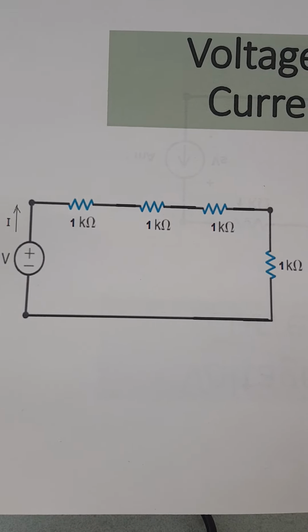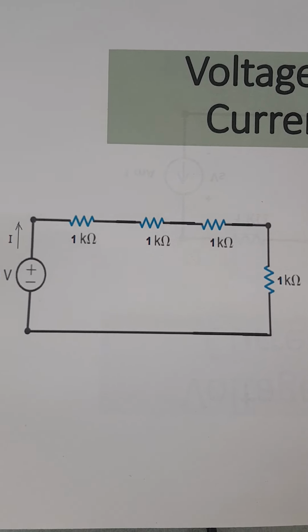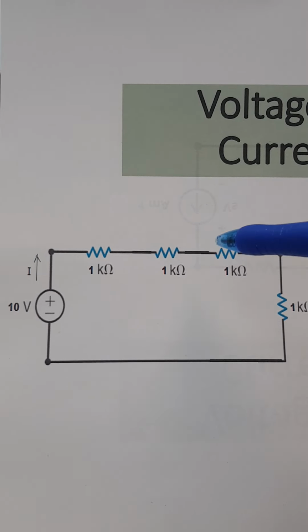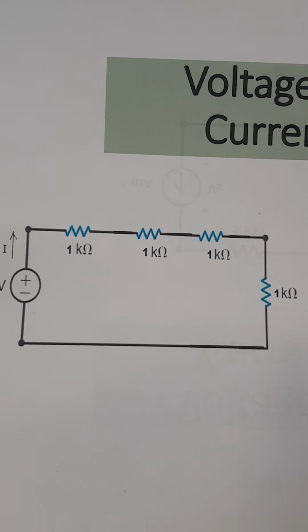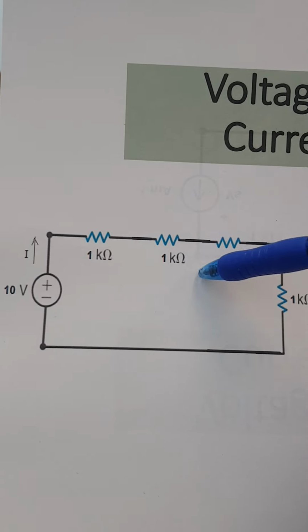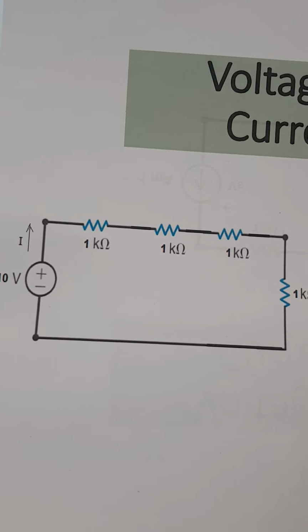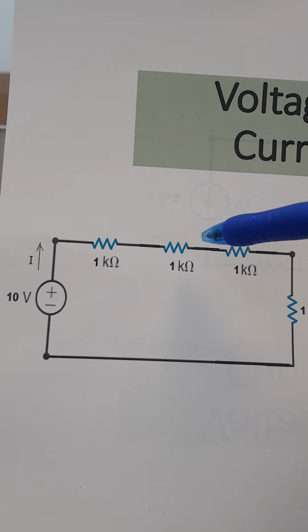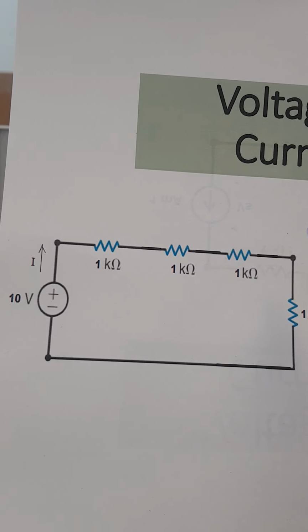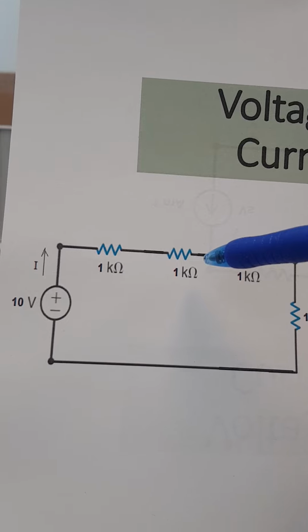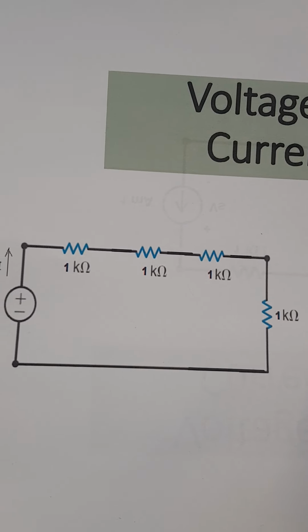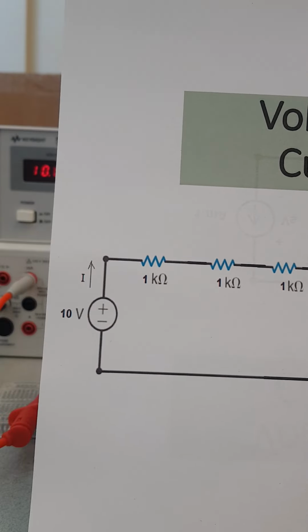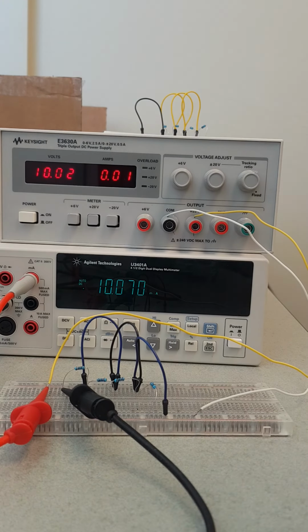I will start with having only 1 kilo ohm connected, and the other three resistors will be short circuited. When I short circuit a resistance, it means I cancel it, so it doesn't exist. Then I will start to remove the short circuits one by one, meaning I am including these resistors in the circuit one by one. So I want to see what will happen to the current.